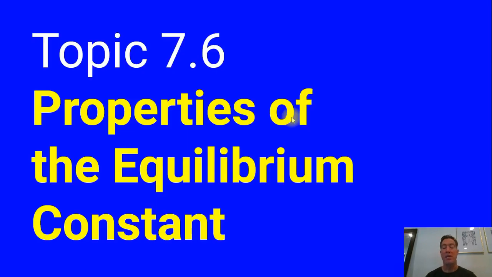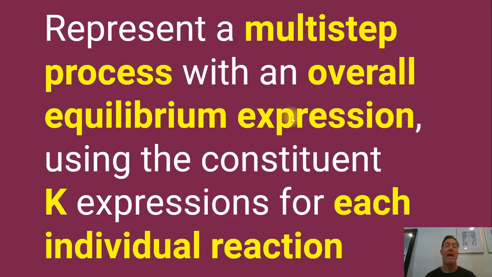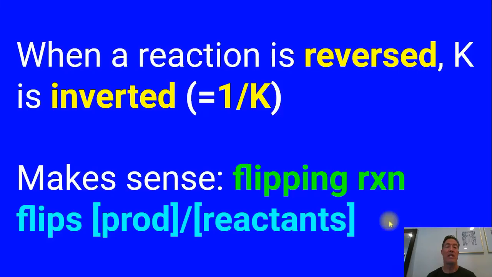So let's look at the properties of the equilibrium constant and how we can manipulate them if we change the reaction. We can represent a multi-step process with an overall equilibrium expression using the individual K expressions for each reaction. So let's look at when we take a reaction and we reverse it. If we reverse the reaction, we're going to be flipping the order of the products and the reactants. And so that is going to have the effect of inverting the K.